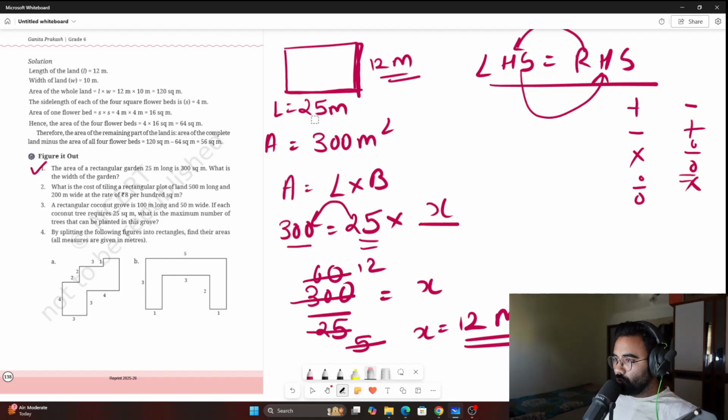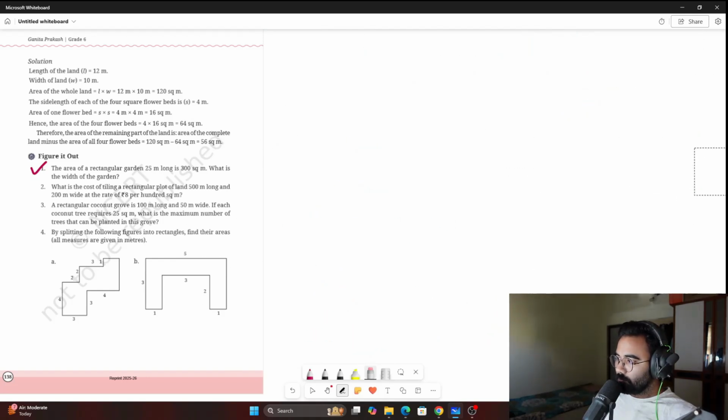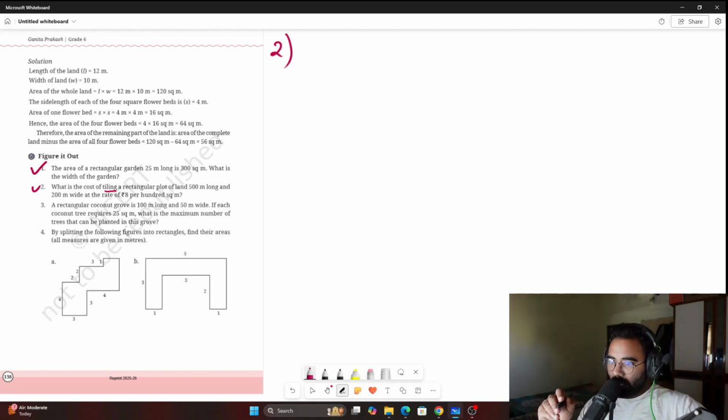Let's go to question number 2. What is the cost of tiling? Tiling means you want to place tiles. If you look at the floor of your house or wherever you live, you will see tiles on the floor. So tiling is the verb that expresses the action of laying down tiles. What is the cost of tiling a rectangular plot of land 500 meter long and 200 meter wide at the rate?